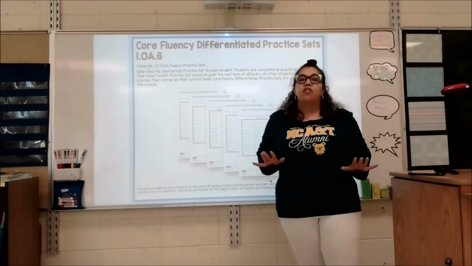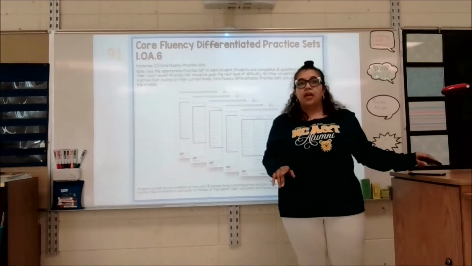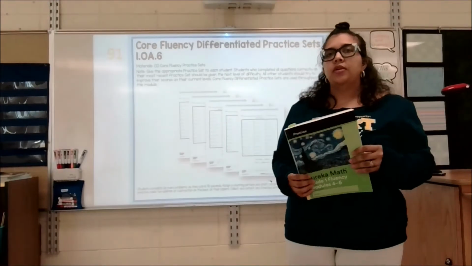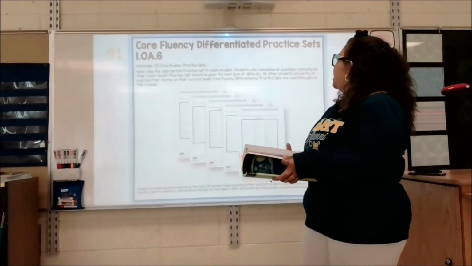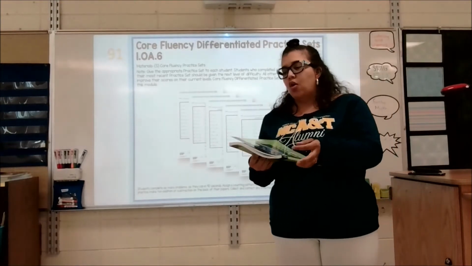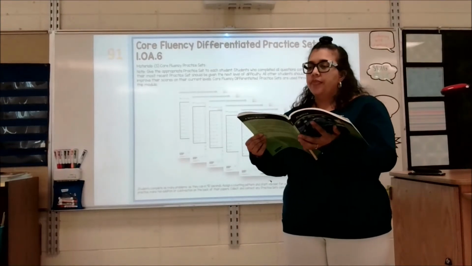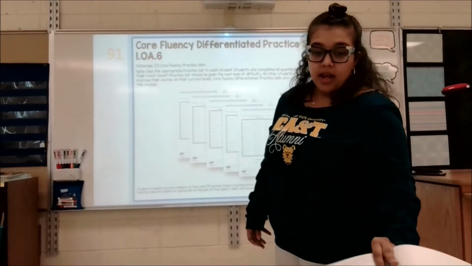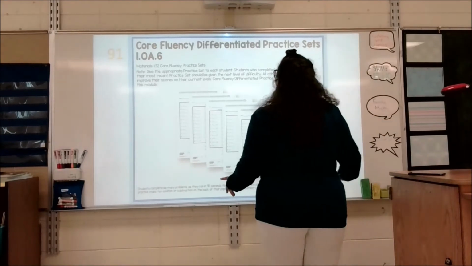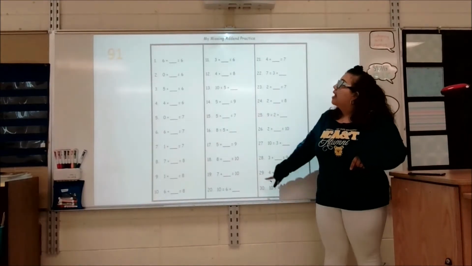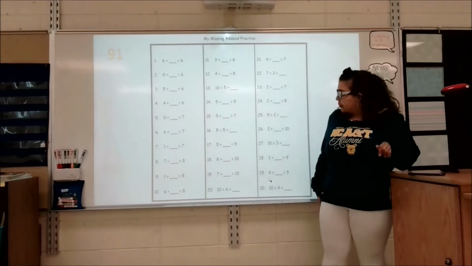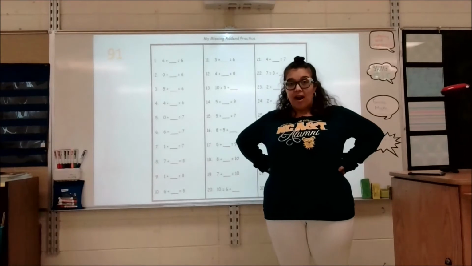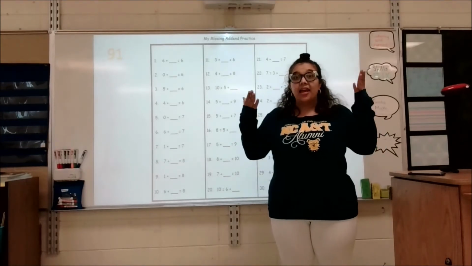Yes, but that is not the first book. The first book you need is your Starry Night book, because we are going to warm up with one of the core fluency differentiated practice sets. I know that's a whole lot of name to say that you're going to answer questions on page 91. It is 3 columns. I'm going to give you 90 seconds. We're going to put 90 seconds on the clock. It looks like this. The directions read, my missing addend practice, which means we're missing a part.